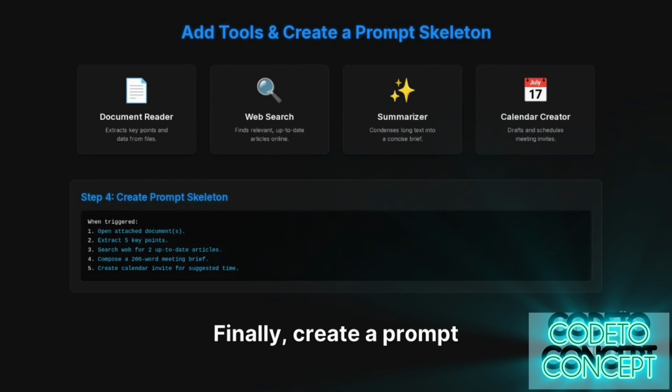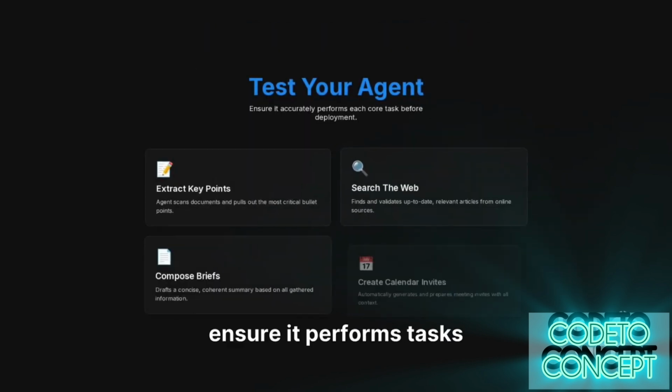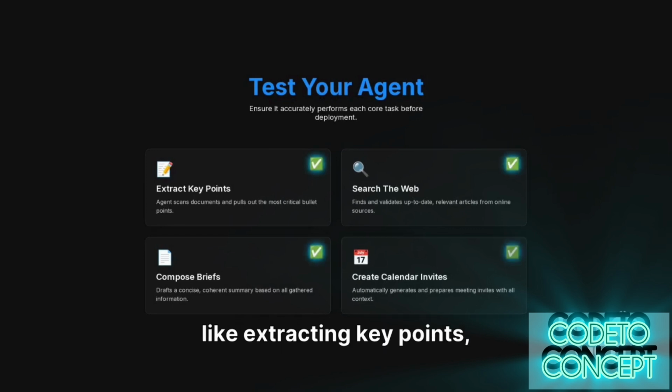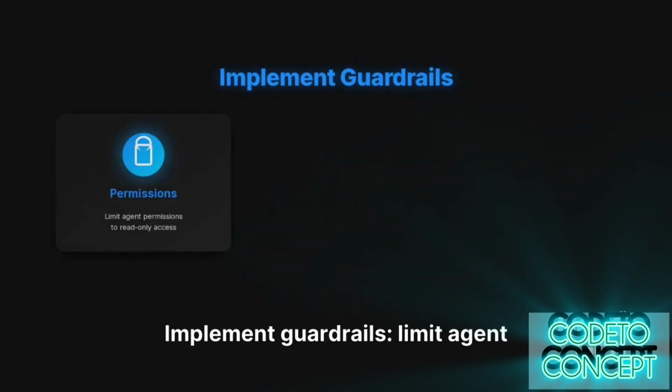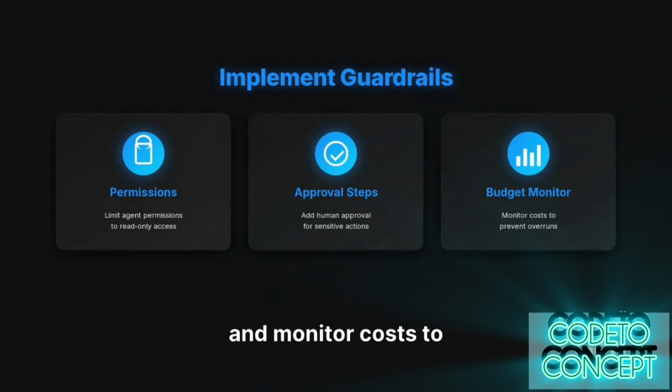Step 4. Create the prompt skeleton. When triggered, open attached docs, extract 5 key points, search the web for 2 up-to-date articles, compose a 200-word meeting brief, and create a calendar invite for a suggested time. Important guardrails: limit agent permissions, read-only where possible, and add security considerations.